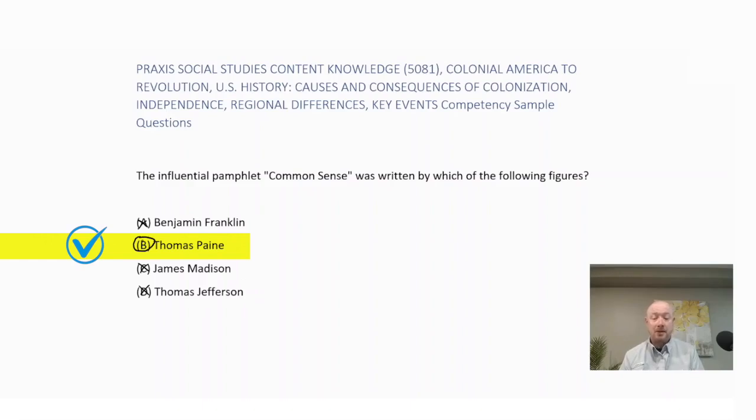He wrote the pamphlet Common Sense, and this was a persuasive and passionate argument to the common people of the colonies on why they should break free from Britain.